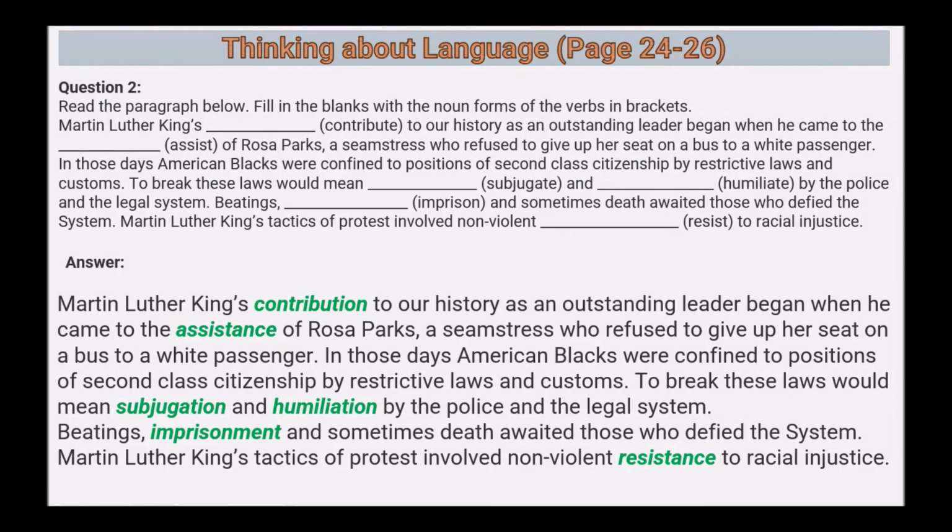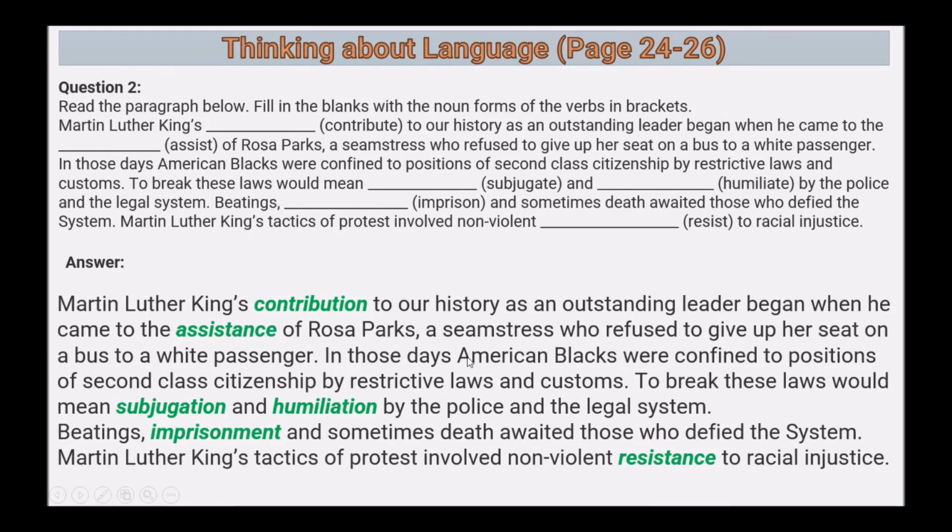Next, we have to read the paragraph below, fill in the blanks with the noun form of the verbs in bracket. So, Martin Luther King's, the word is contribute, so it will become contribution to our history as an outstanding leader began when he came to the, next word is assist, so it will become assistance of Rosa Parks, a seamstress who refused to give up her seat on a bus to a white passenger.